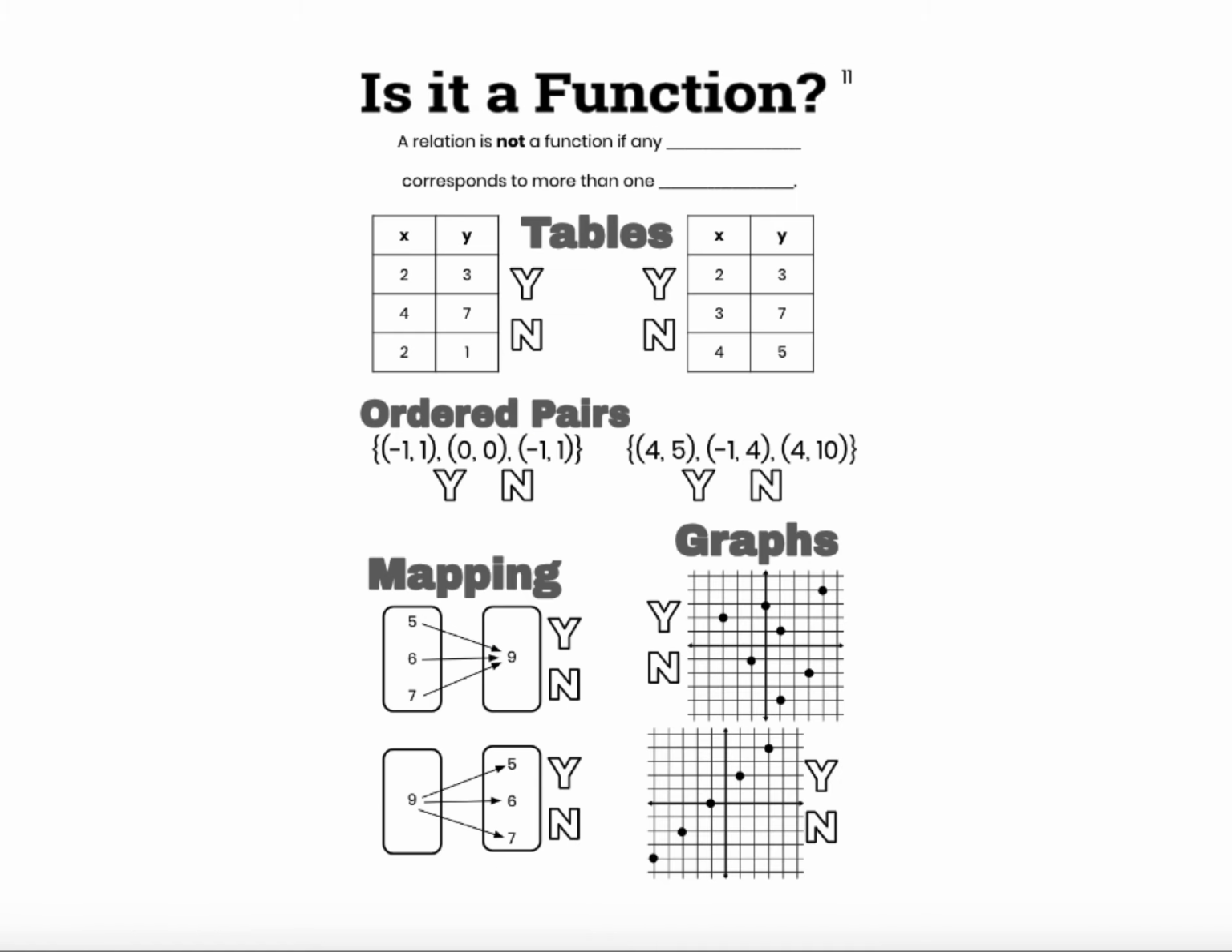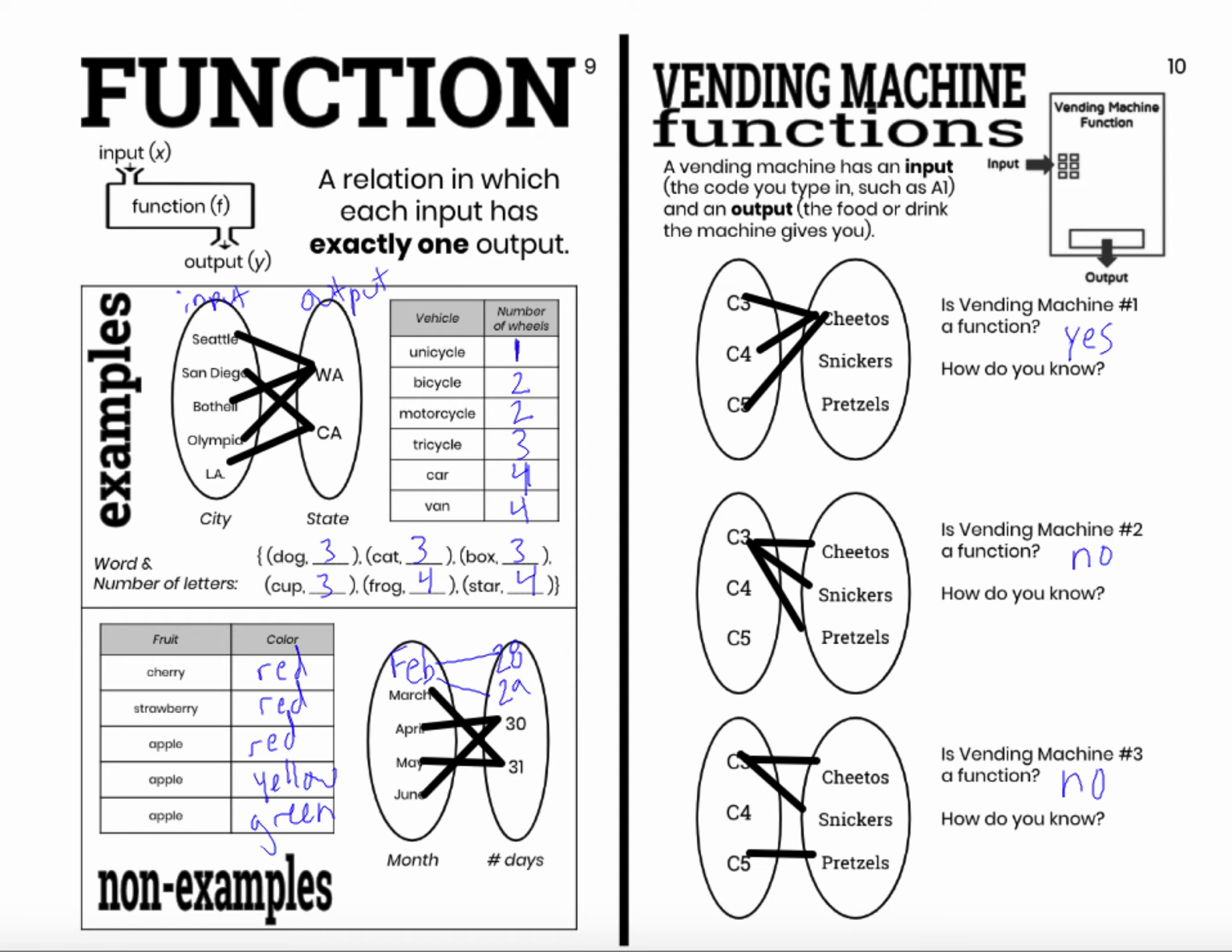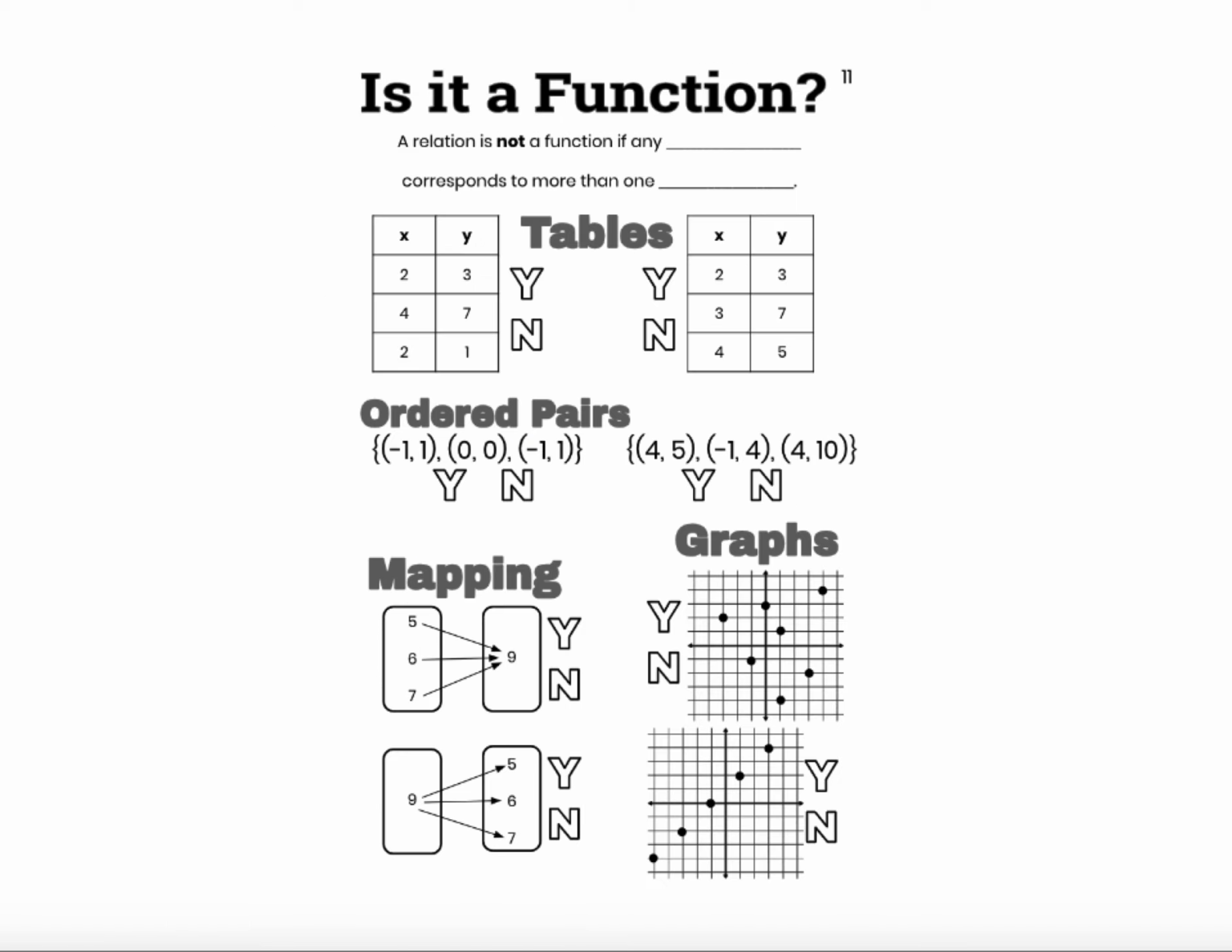Looking at some mathematical representations, another way to state my function definition, a relation in which each input has exactly one output, we could state that as: a relation is not a function if any input corresponds to more than one output. So what we're looking for is the same x gives me more than one y. This is the typical case right here.